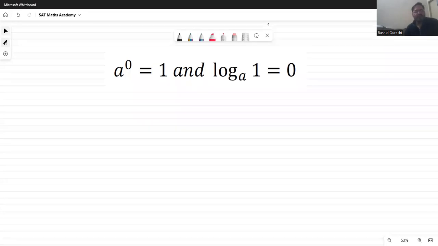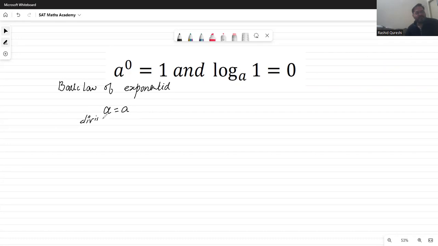Just like this one. Okay, I will start with this one, the basic law of exponentials. We know that a is always equal to a. Whenever we have any constant terms, any variable, a is always equal to a. Dividing both sides by a, so I will get a over a.